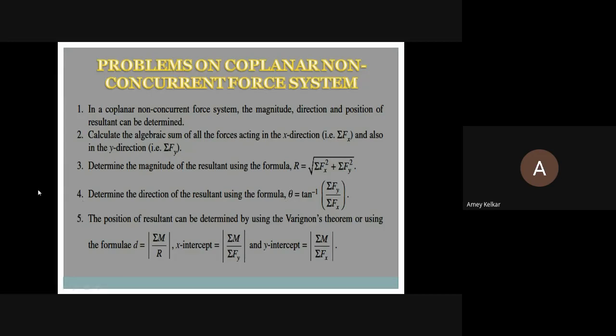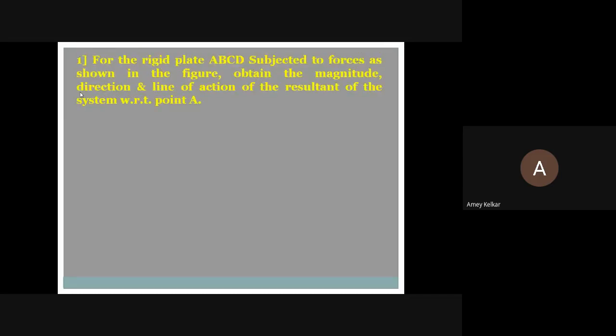So let us take the first example for today, or the problems based on coplanar non-concurrent force system. For the rigid plate ABCD subjected to forces as shown in the figure, obtain the magnitude and direction and line of action of the resultant of the system with respect to point A. This is a question paper problem which I have selected to solve.